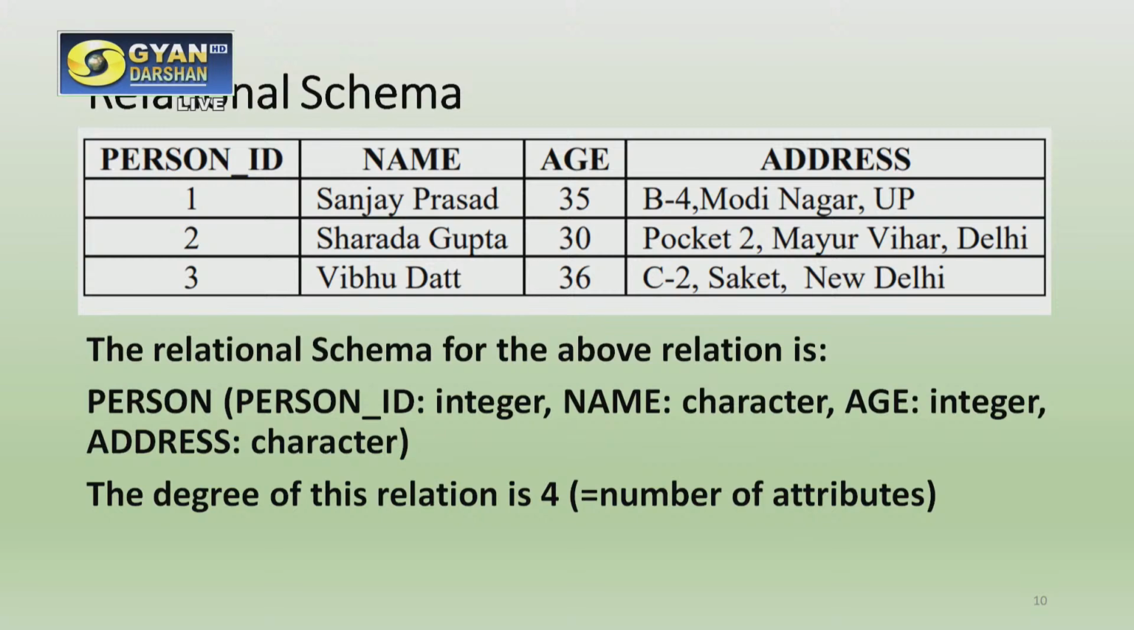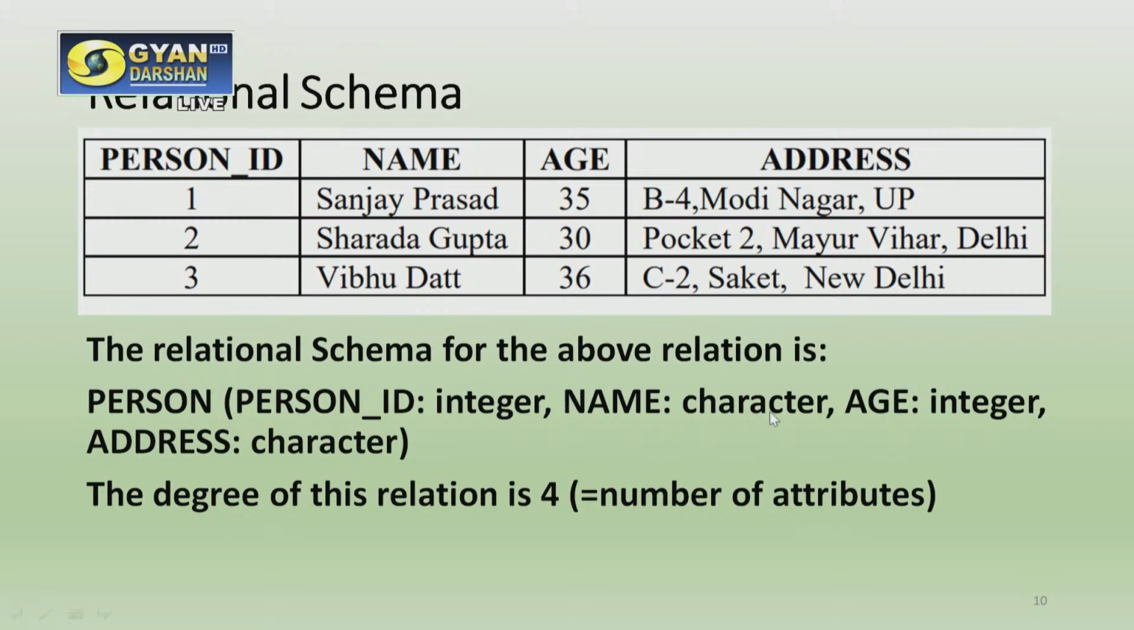This is the simple example for this particular situation. Once again, we are utilizing the same example. If I want to define the schema of this above relation, how am I going to represent it? What was the name of this relation? Person. So Person, and PersonID is of the type integer. That is what has been specified.